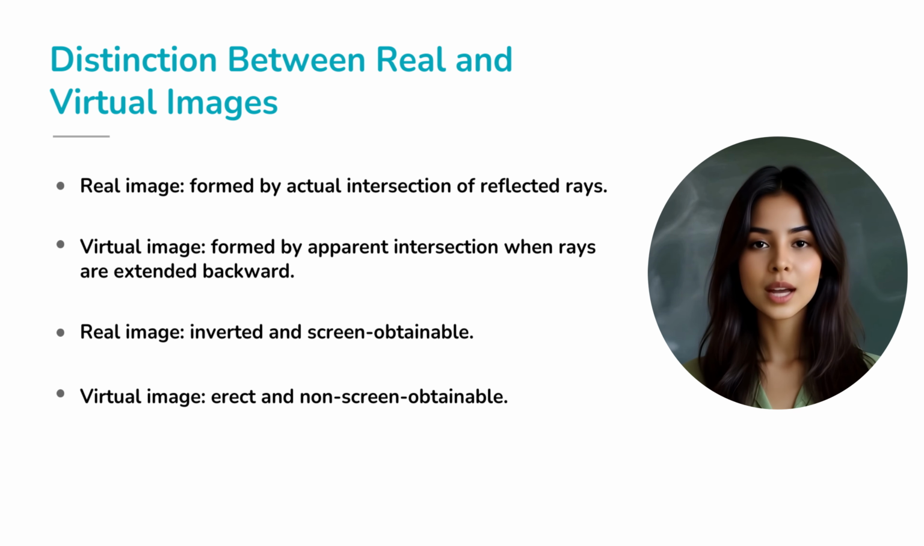Okay, let's put real and virtual images head to head in a showdown. A real image is formed by actual intersection of rays. A virtual one by apparent intersection. Real images can be thrown on a screen. Virtual ones cannot. Sorry, no selfies on screen here. Real images are inverted, virtual images are erect. Example of real image, a concave mirror focusing light from a distant tree. Example of virtual, your reflection in a plane mirror. So, one is real but upside down, the other is fake but at least keeps you upright.